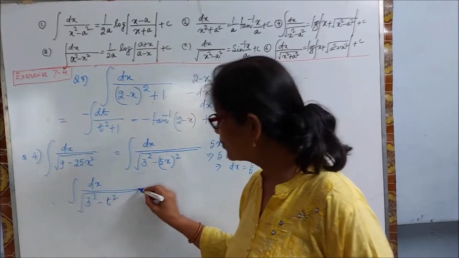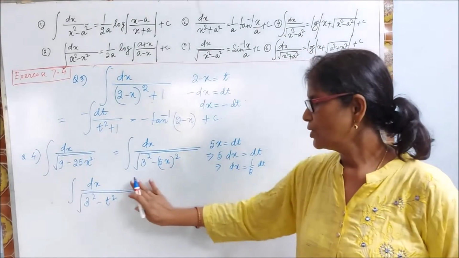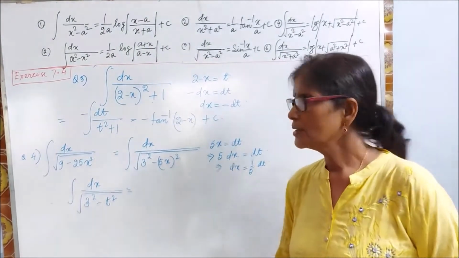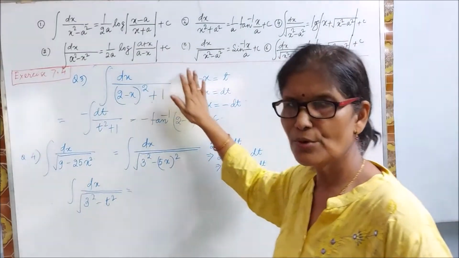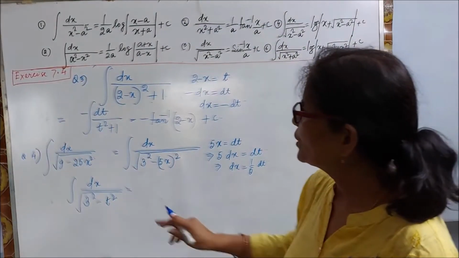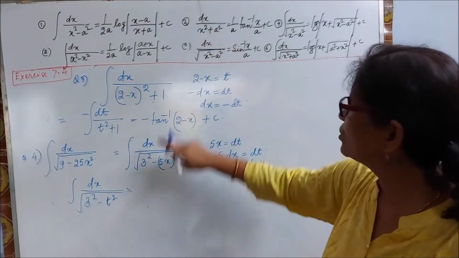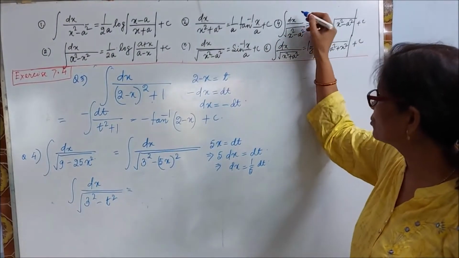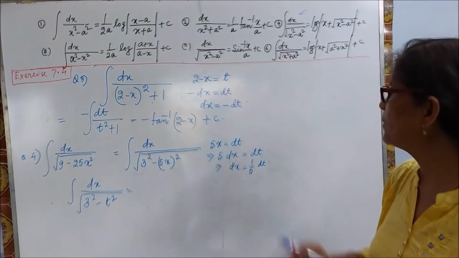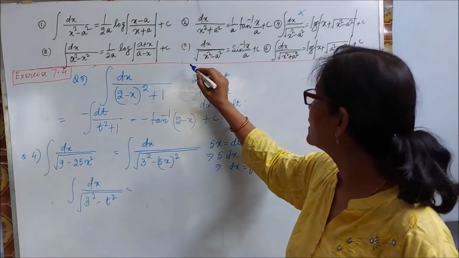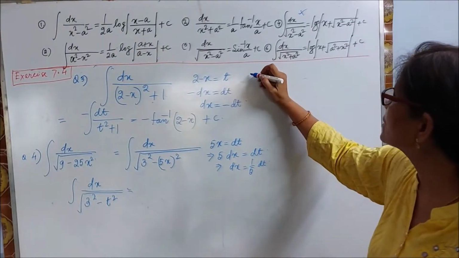And very carefully see where the formulas will fit. Try to remember the formula also. Because there is a square root, it will be here, the fourth one will be applied. Is it so? No. Then where is it applied? A square minus x square.